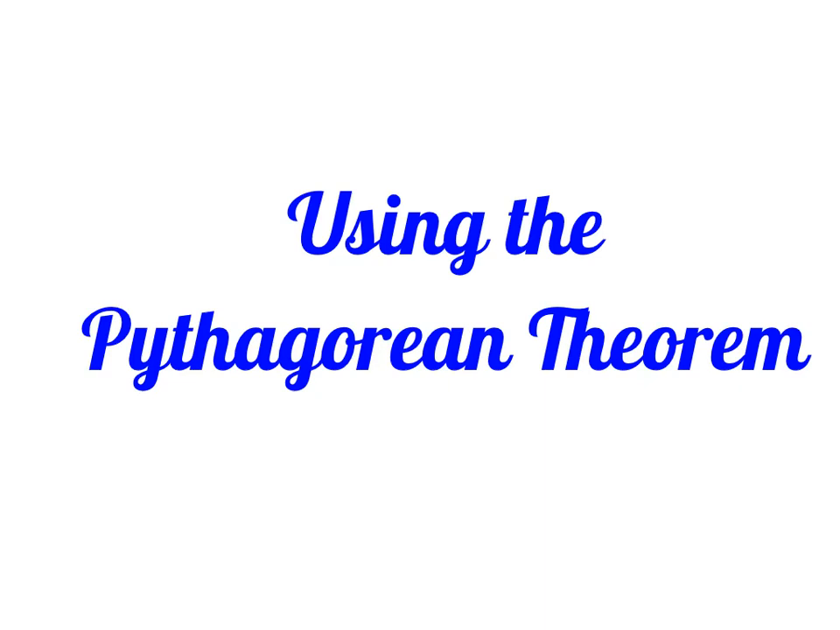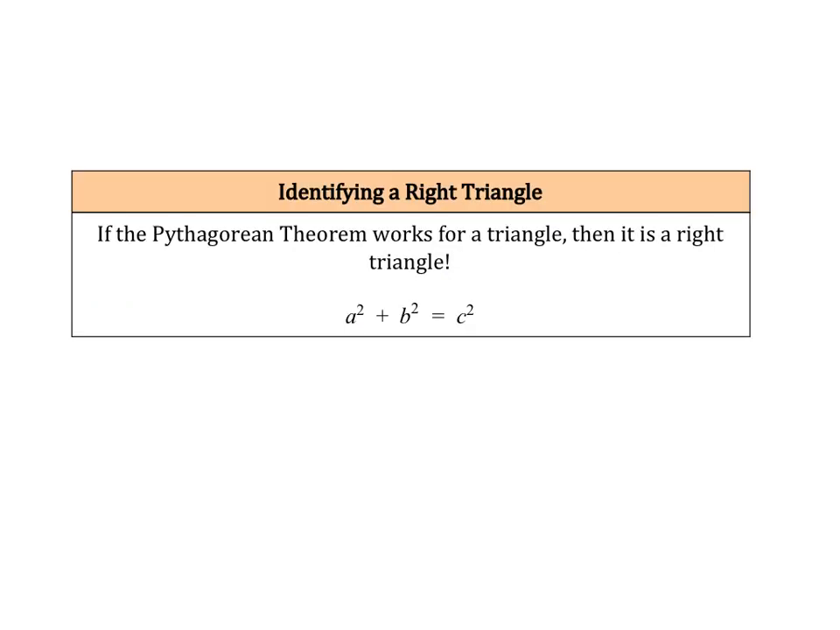Hi everyone, today we're going to talk about two different ways we can use the Pythagorean Theorem. So one way we can use the Pythagorean Theorem is to identify whether a triangle is a right triangle. And remember, a right triangle is a triangle that has a right angle, which is a 90-degree angle, and it looks like this. It has like a little box to show that it's a 90-degree angle.